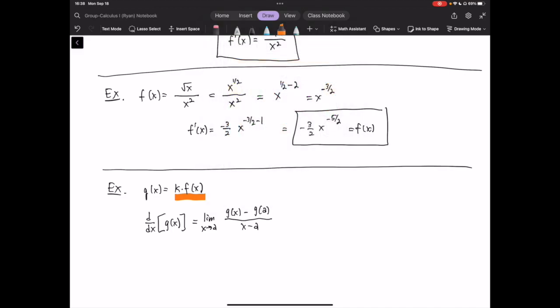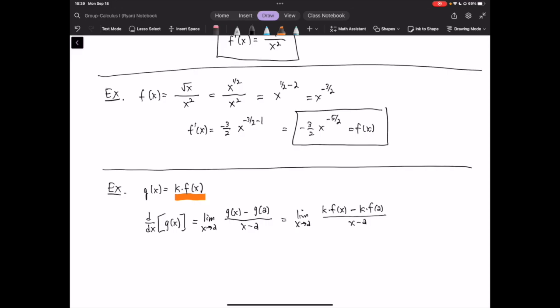All right, so I'm going to plug that in then, right? So this then becomes the limit as x approaches a of k times f of x minus g of a. g of a is going to be k times f of a. Just plug in a for x, right? All over x minus a.